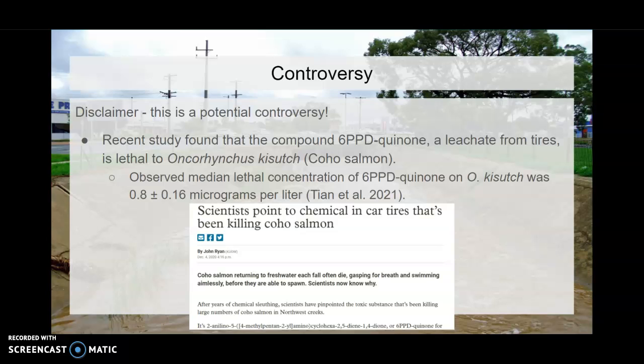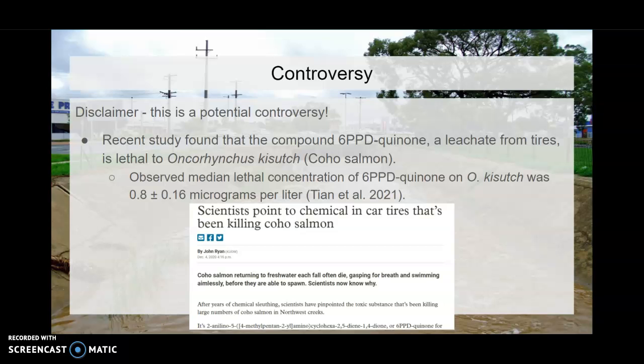And a good example of an up and coming and really a potential controversy, I wouldn't call it a controversy as of yet, is the recent study that found that the compound 6-PPD quinone, which is a leachate from tires, is lethal to coho salmon. And I'm sure that there will be kind of a long road to having that addressed, between having that confirmed by other studies and really supporting the findings from this study by Tian et al.